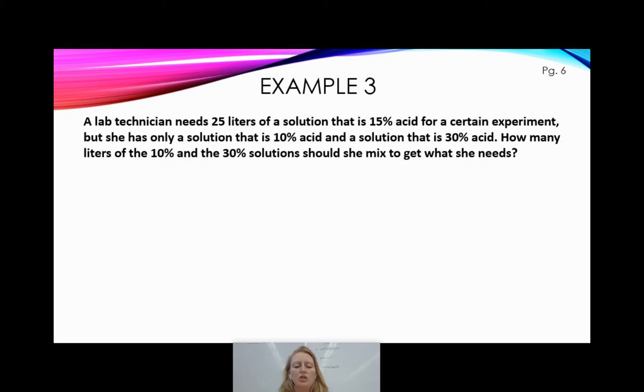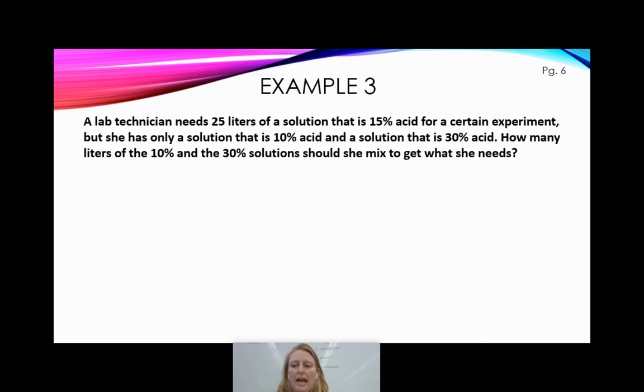So she knows that she should be able to mix together her 10% solution and her 30% solution to get a 15% solution, right? We know that she should be able to do that somehow. So I guess the question is, how many liters of the 10% and the 30% solutions should she mix together to get what she needs?